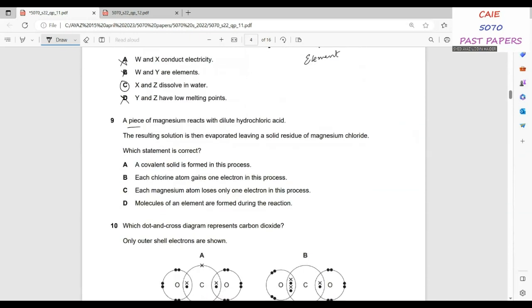Number 9. A piece of magnesium reacts with dilute hydrochloric acid. The resulting solution is then evaporated, leaving a solid residue of magnesium chloride. Which statement is correct? A. A covalent solid is formed in this process. For your convenience, I am writing the reaction. This is a reaction between magnesium and hydrochloric acid. We get magnesium chloride plus H2 gas. I am balancing the equation also.